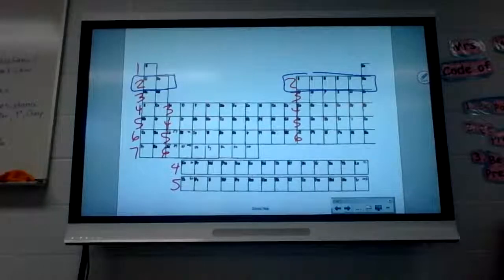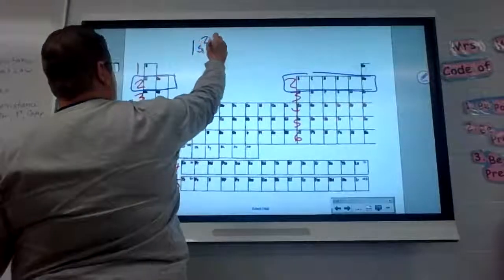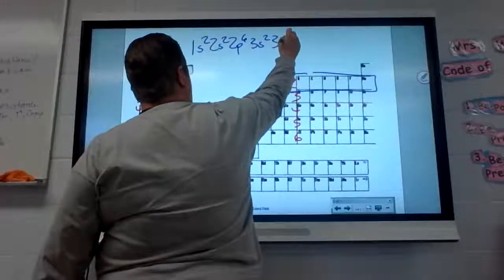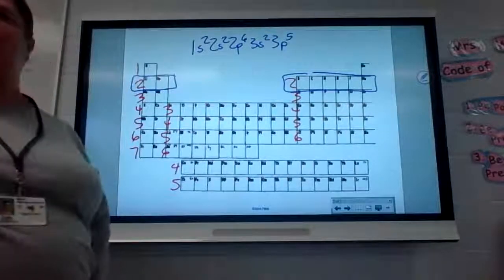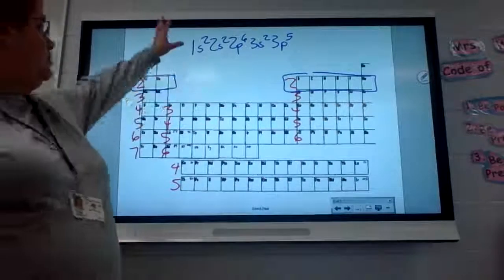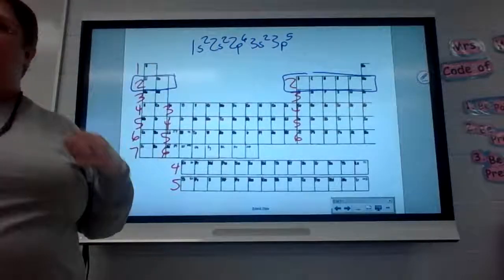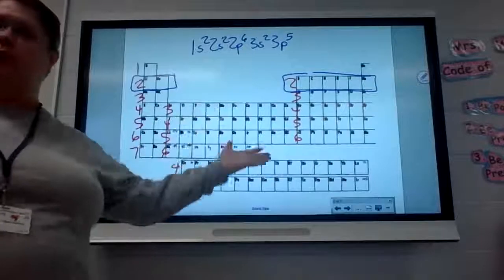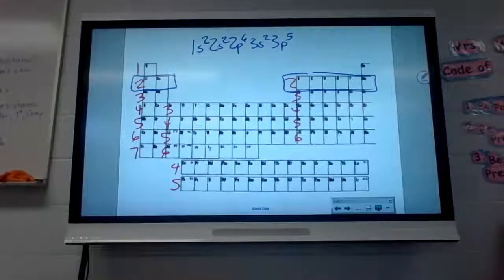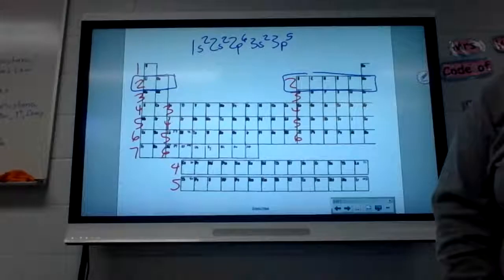C, what's the number of occupied energy levels in chlorine? 3. Chlorine has 1s2, 2s2, 2p6, 3s2, 3p5. What's the highest energy level there? 3. You've got the first, second, and third energy levels. You just need the highest, because if there's some in the highest, there's some in the lower ones too. The shortcut from the start of class is to find the period. Chlorine's in the third period.